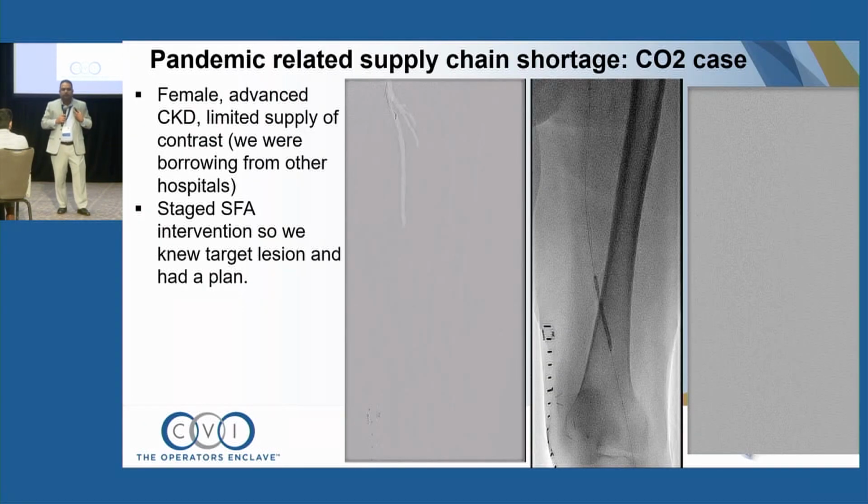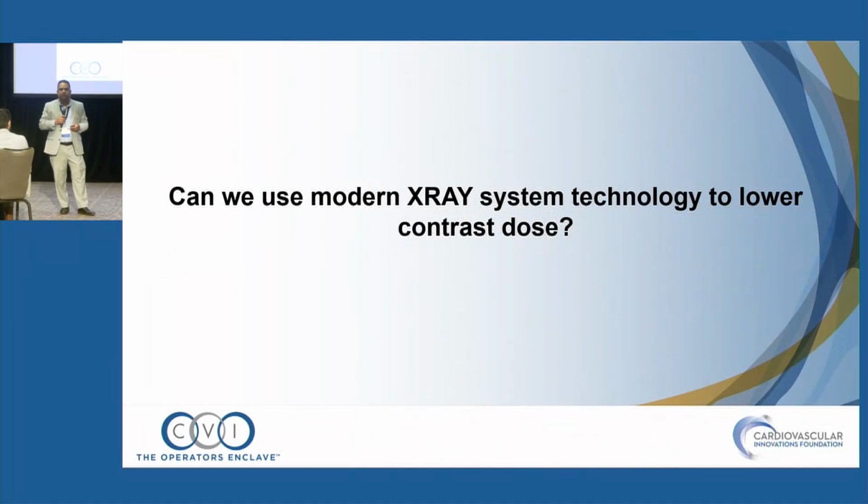Here's a case we did when we had our shortage of contrast. It's a relatively straightforward focal SFA lesion, balloon and DCB, and you can see the image that you get. So we did turn to CO2 for a couple of cases during the height of our shortage in our hospital.